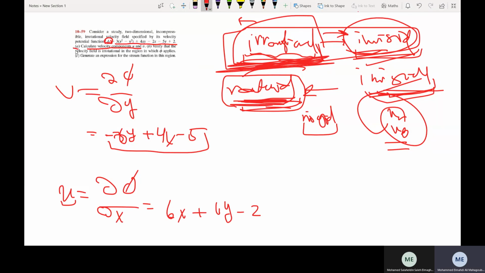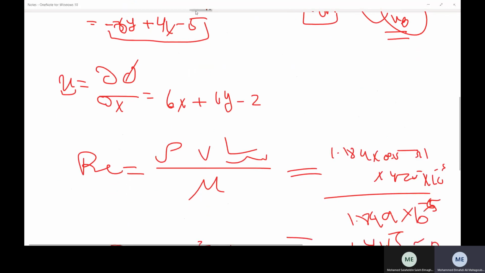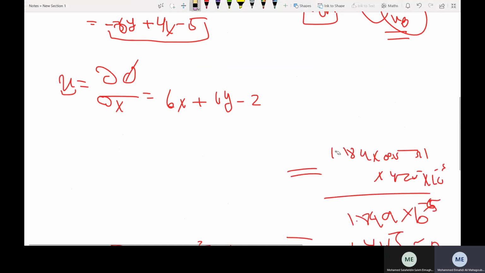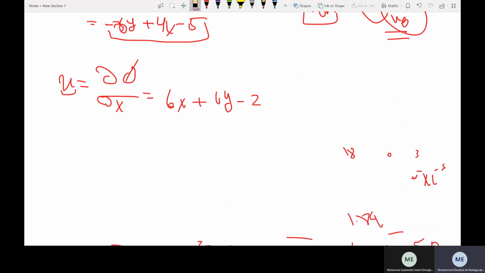So we found the first thing. We calculated the velocity components. Then verify that the velocity field is irrotational. How can we verify that the velocity field is irrotational? We do the curl, the curl of that flow. And if the curl is 0, then the velocity field is irrotational.